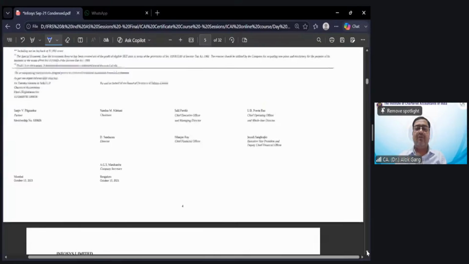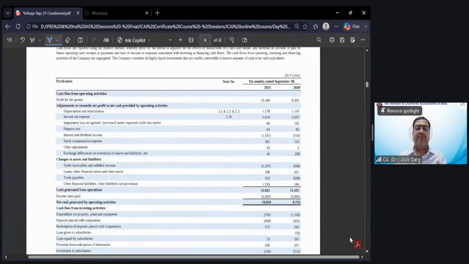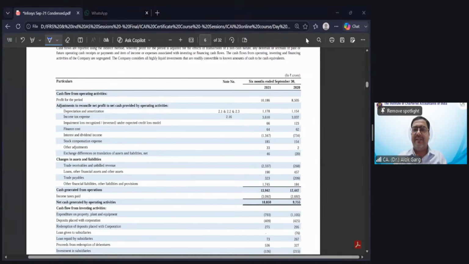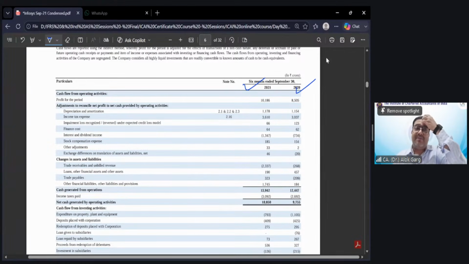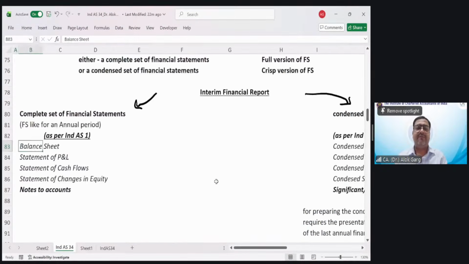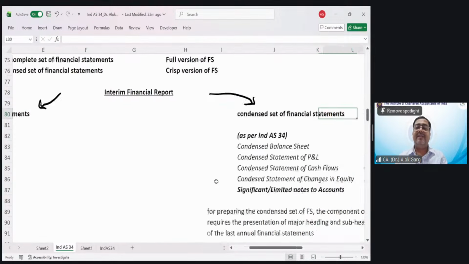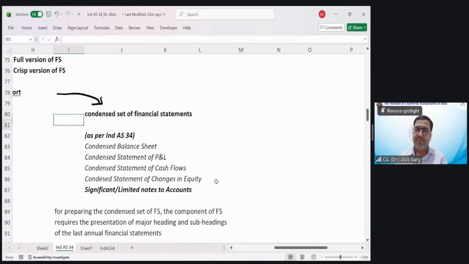And cash flow is again the full cash flow, but it is only for the YTD: 6 months ended September 21, 6 months ended September 20. I'll talk more about it, not to worry. So now coming back to this condensed set of financial statements, friends, complete set of financial statements we know, condensed set of financial statements we understood. Have we understood or not? Condensed balance sheet, P&L, cash flow, changes in equity, and significant or limited notes to accounts. Yes.